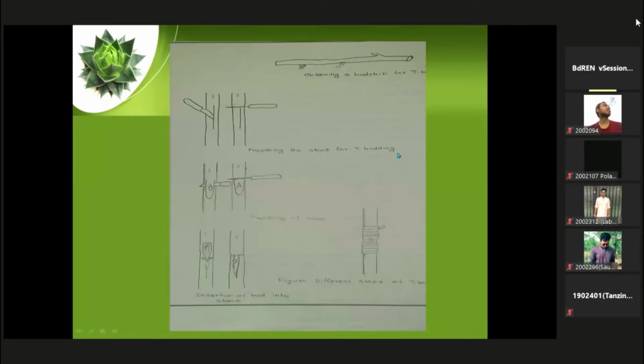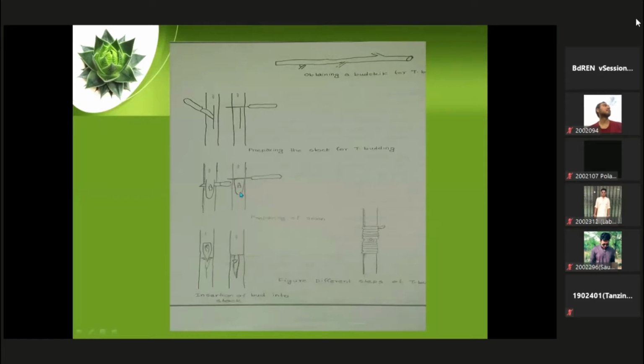And from the scion, we will remove the bud. We will remove the bud like shield. Do you know shield? What is shield? Dhal. By which the soldier protect himself from sword. Okay? So, as the size of this bud is shield-like, for this reason, this budding is also called shield budding.